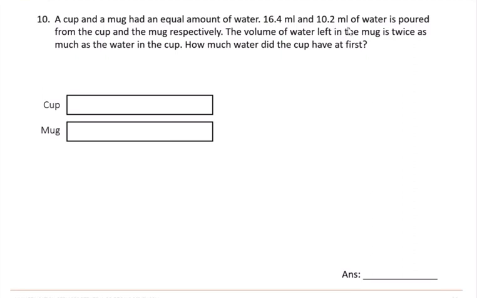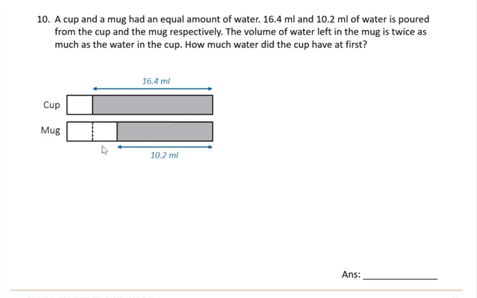16.4 ml and 10.2 ml poured from the cup and mug. Means you're going to pour water from these 2 items. Not into, but you pour out. So I shade. And this will be 16.4. This will be 10.2. Okay? Pour out. After that, what happened? The volume of water left in the mug is twice as much as the water in the cup. So this remaining amount of water in the mug is twice. So I'm going to cut 2 units. And then the cup is just 1 unit of the mug.